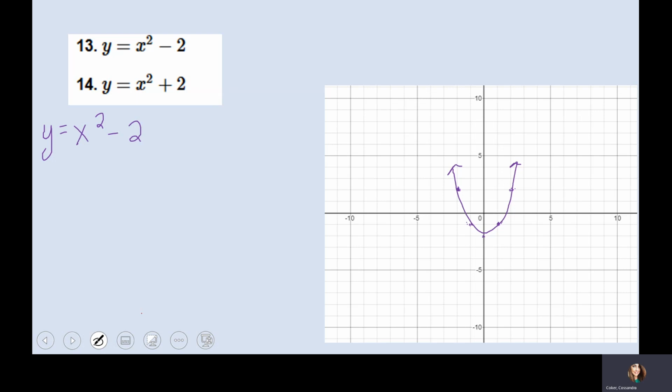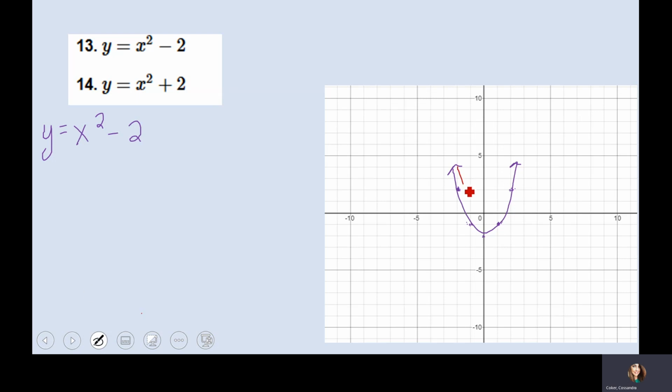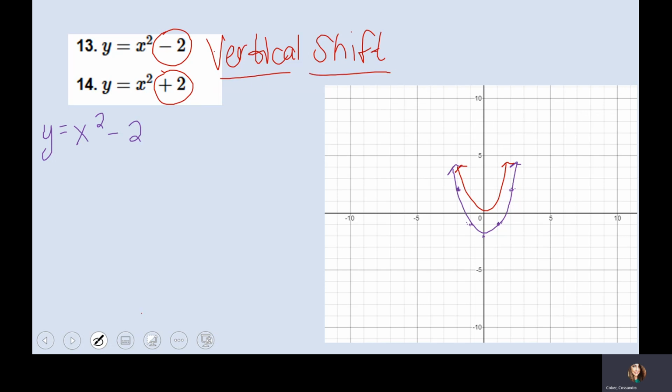Recall that your parent graph for a quadratic, this would be your parent graph, approximately. So they're taking your parent graph and shifting it down 2 places. Anytime you see a number added or subtracted at the end, such as -2 and +2 here, added or subtracted overall to your equation, that's a vertical shift. You can use that shortcut and knowledge to help you later on.